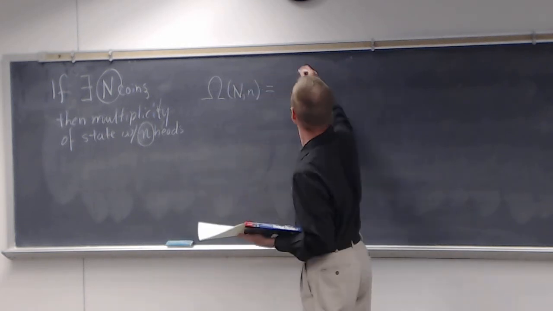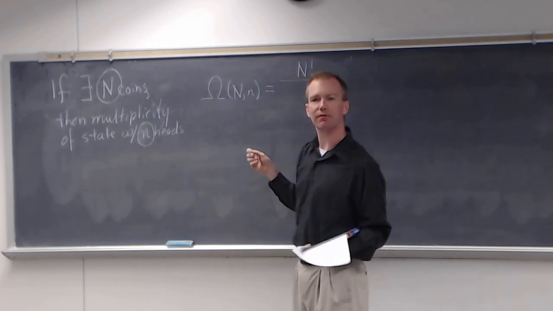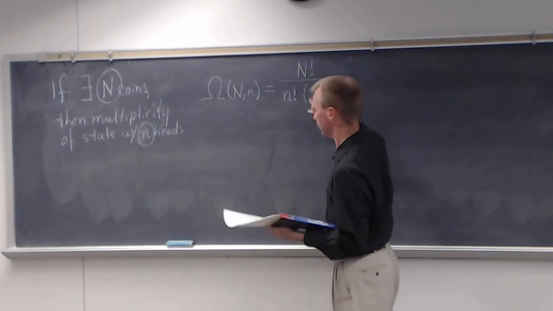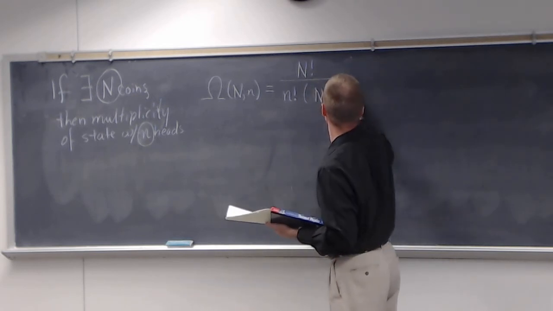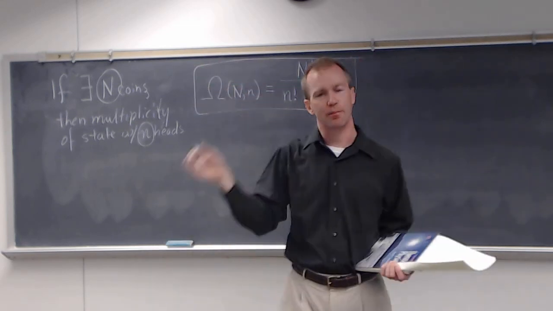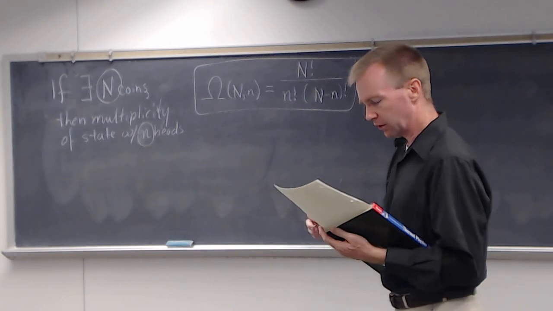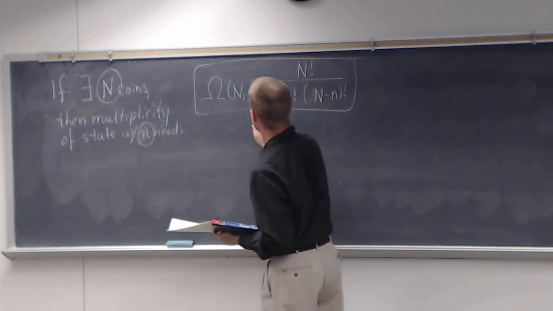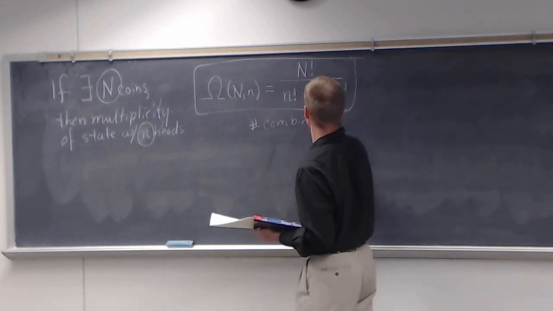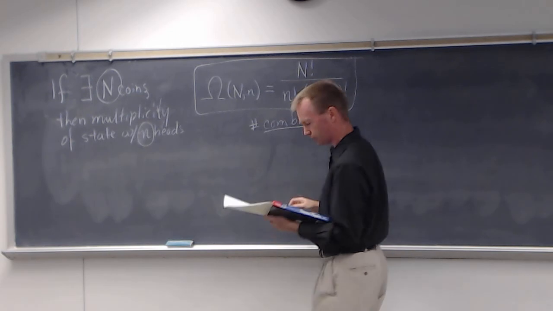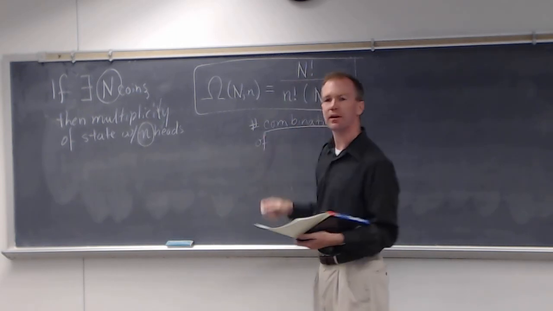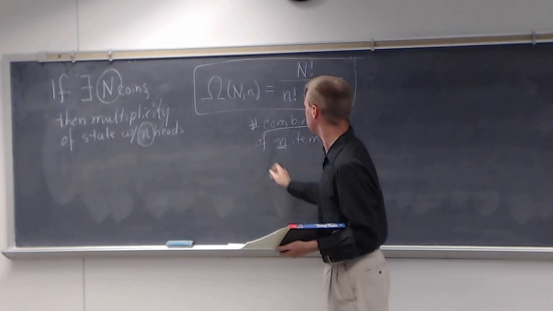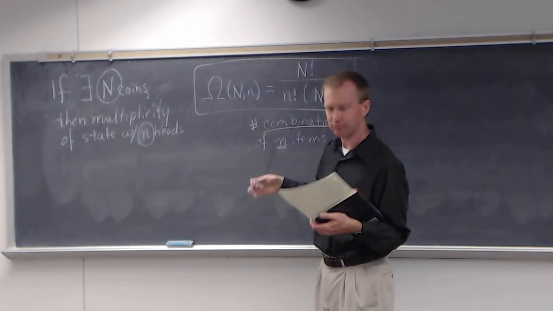And that multiplicity is capital N factorial over lowercase n factorial times capital N minus lowercase n quantity factorial. Okay, this is the number of combinations of lowercase n items chosen from capital N objects.